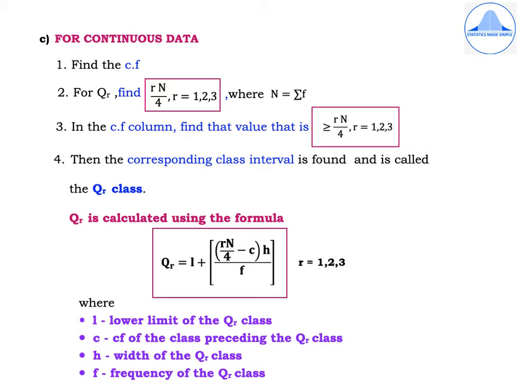Qr is calculated using the formula Qr is equal to L plus (rN divided by 4 minus C) into h divided by f, where r takes the values 1, 2 and 3. And L is the lower limit of the Qr class, C is the cumulative frequency of the class preceding the Qr class, h is the width of the Qr class, and f is the frequency of the Qr class.